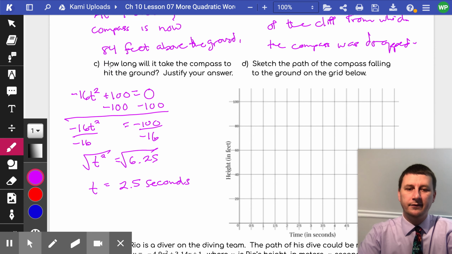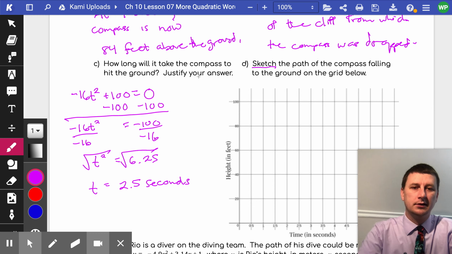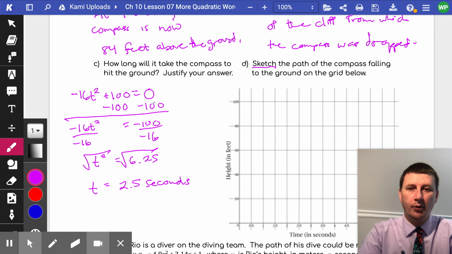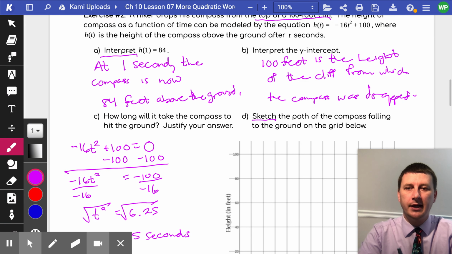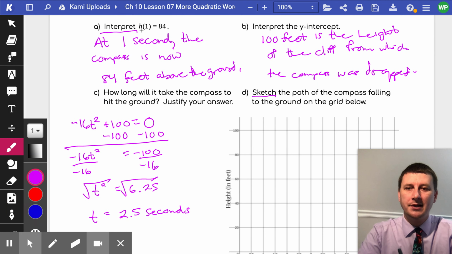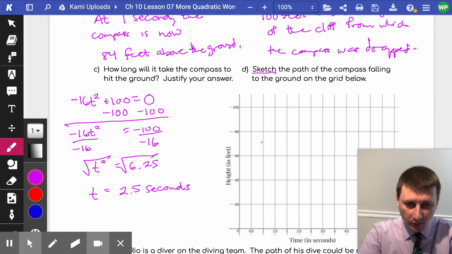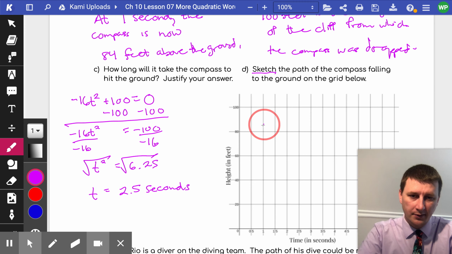Now, knowing this stuff right here, it says sketch the path of the compass falling to the ground on the grid below. Well, from these 3 pieces of information, we know 3 points on the graph. Let's go back to part A. Part A tells us at 1 second, it's 84 feet above the ground. So let's go to 1 second, and we will go to 84 feet. So it says sketch. So again, we're estimating about 84 right there.